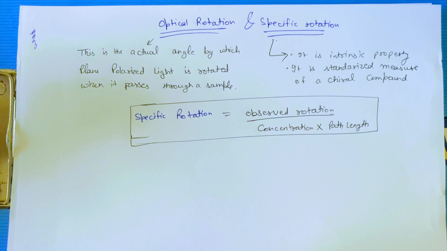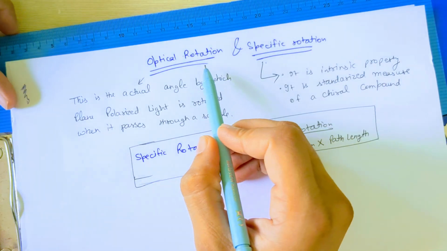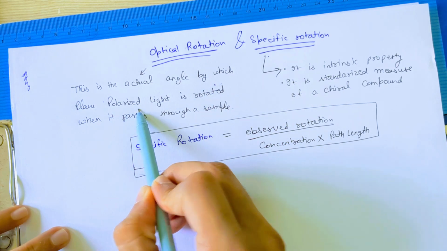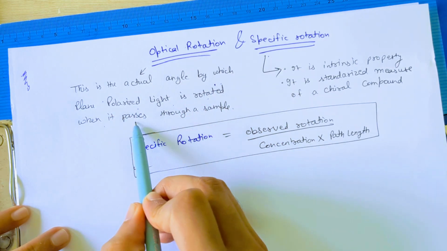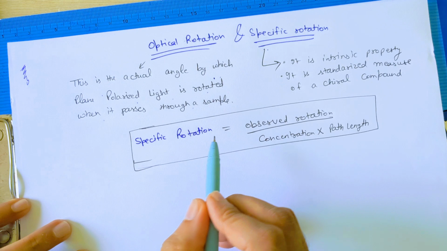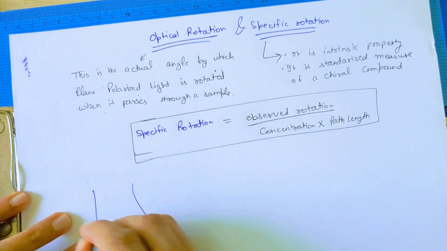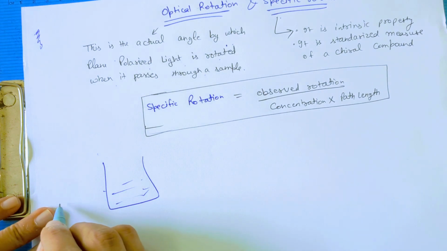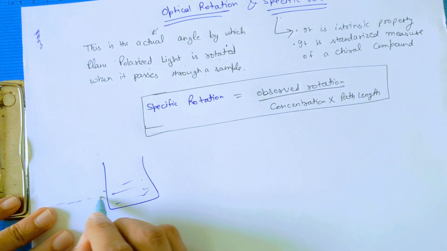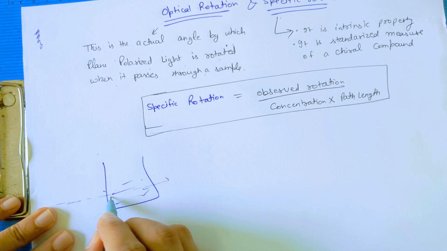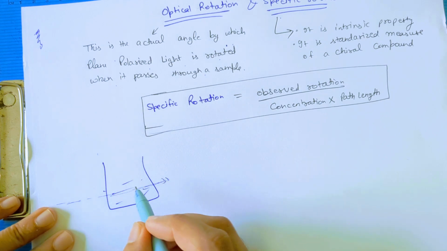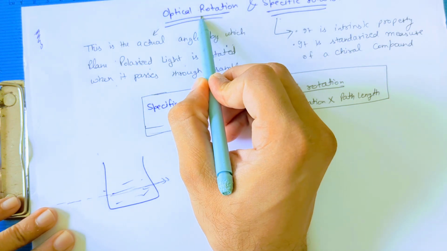Okay, let's start. First, what is optical rotation? Optical rotation is the actual angle by which plane polarized light is rotated when it passes through a sample. Okay, this is a solution. When a plane polarized light is passed through the solution, the angle by which it rotates will be the optical rotation.